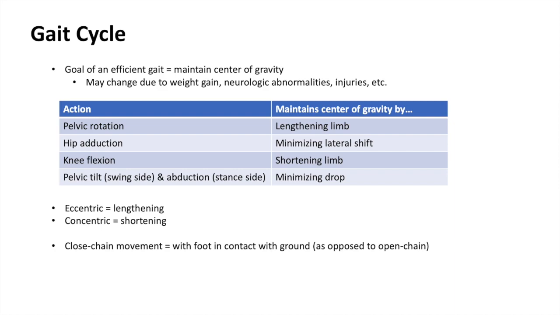So if somebody has a quad problem, their quads don't work, they're going to have to lean more forward in order to be able to maintain that center of gravity. And so they'd be walking stooped forward. If someone, for example, had a problem with their gluteus maximus, then they would start leaning backwards to maintain that gravity. So let's just talk a little bit about the normal gait cycle.